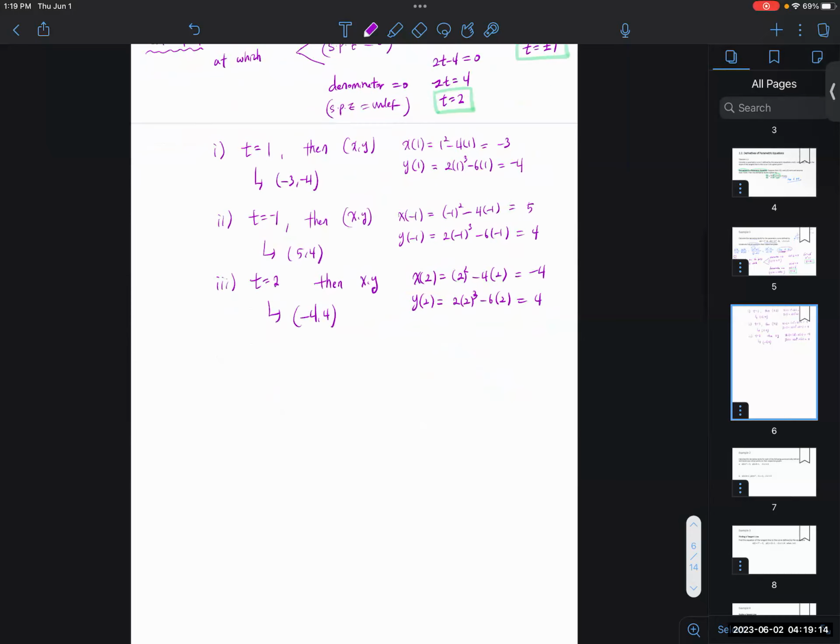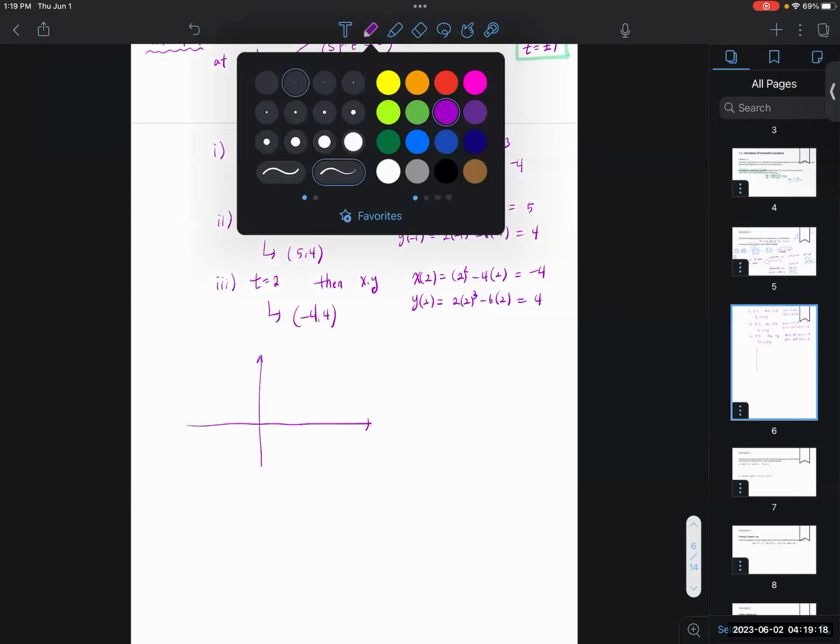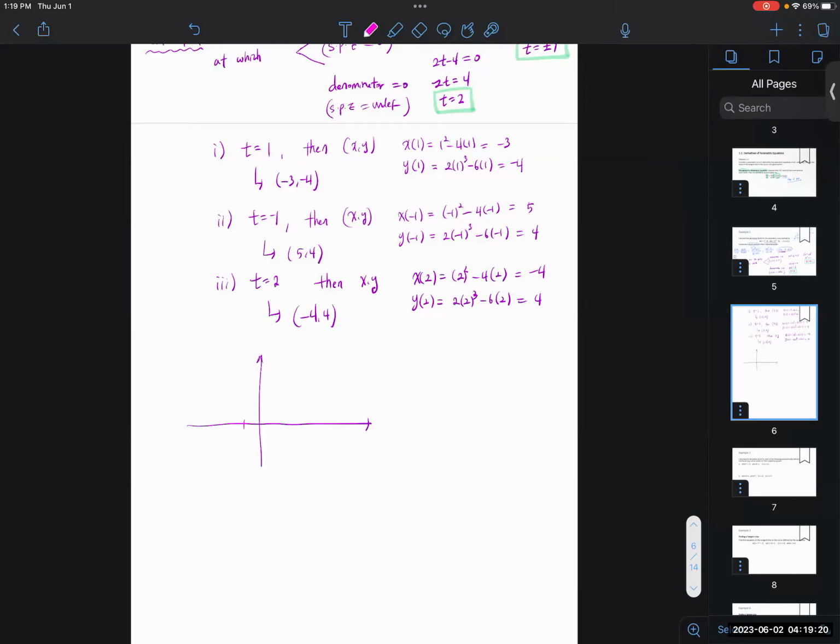So if you imagine the graph, okay, negative 3 comma negative 4 is right there. This is where t equals 1. And then 5 comma 4: 1, 2, 3, 4, 5, then 1, 2, 3, 4 up here. This is t equal to negative 1. And then t equal to 2 gives negative 4 comma 4.